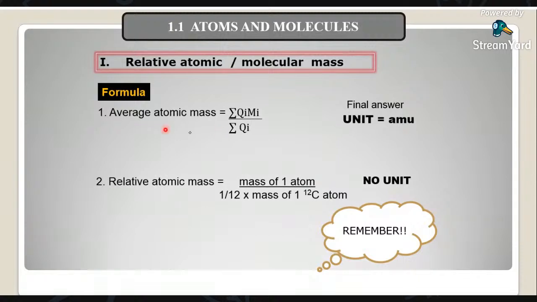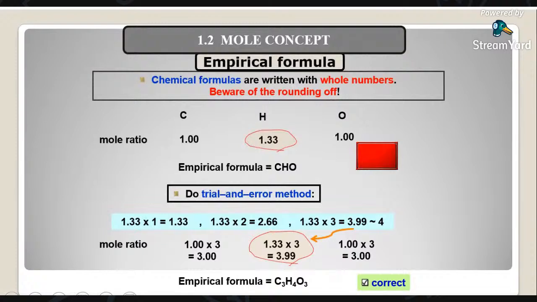When you write this formula, make sure you write the full title, average atomic mass. You cannot suddenly write equals to summation chemi over summation key. You won't get mark for the formula if you just write the formula without the title. That one is for 1.1, relative atomic mass and also molecular mass. Let's look at a question from the next subtopic, that is mole concept.